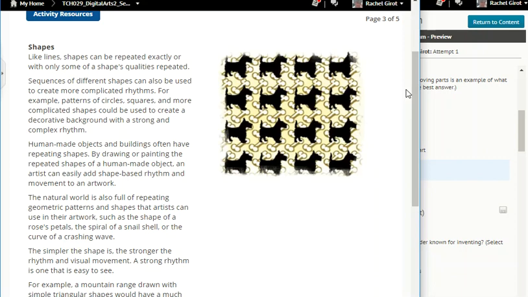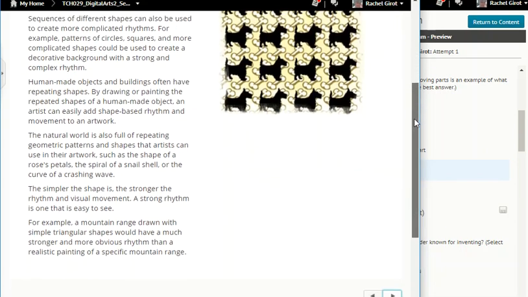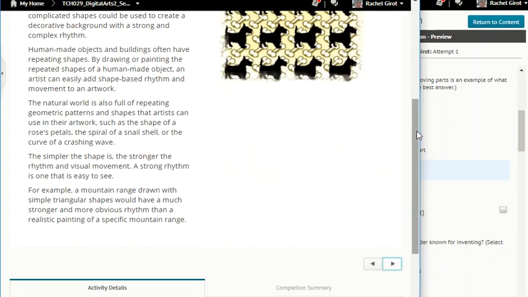By drawing or painting the repeated shapes of a human-made object, an artist can easily add shape-based rhythm and movement to an artwork. The natural world is also full of repeating geometric patterns and shapes that artists can use in their artwork, such as the shape of a rose's petals, the spiral of a snail shell, or the curve of a crashing wave. The simpler the shape is, the stronger the rhythm and visual movement.